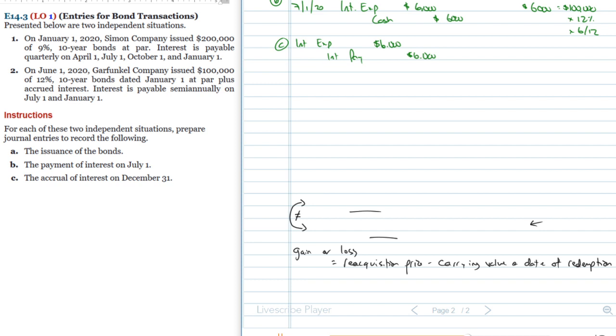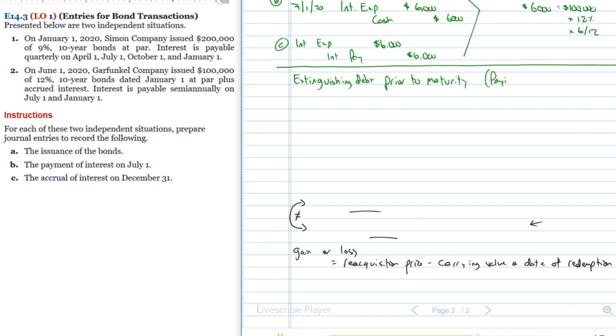Again, the point of the accrued interest accounting is to make all the accounting after the issuance of the bonds as normal as possible. All right, the other topic I'd like to cover on this relatively short video is going to be extinguishing or redeeming debt prior to maturity. Extinguishing debt prior to maturity. In plain English, this is paying off debt early.